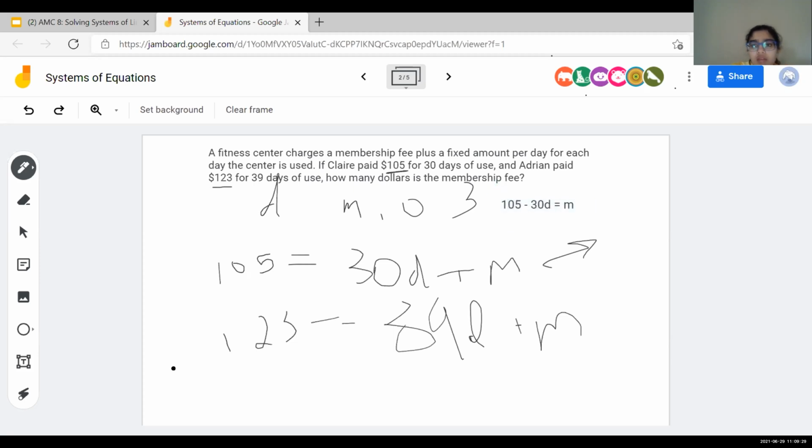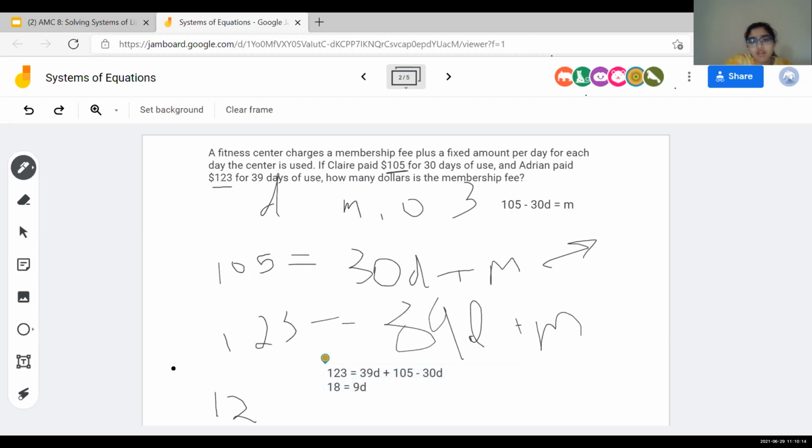So now we substitute 105 minus 30D for M. Sorry, this is really messy, so I am going to type it. 123 is equal to 39D plus 105 minus 30D, since we are just substituting for M. Now we subtract 105 from both sides, and we get 18 equals 9D after combining like terms. So that means you pay $2 a day.